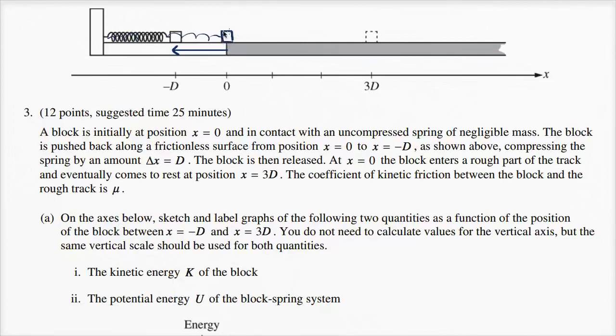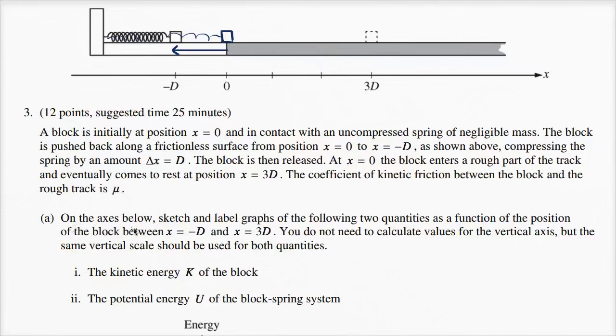And then the block is going to have this kinetic energy, and if there was no friction in this gray part here, it would just keep on going forever. And if there's no air resistance, and we're assuming no air resistance for this problem, but since there is friction, it's just going to decelerate it at a constant rate. You're going to have a constant force of friction being applied to this block. So let's see, they tell us it's going to come to rest at x equals 3d. The coefficient of kinetic friction between the block and the rough track is mu.